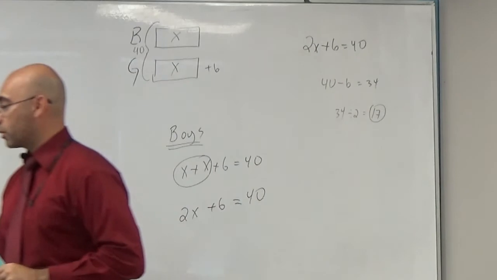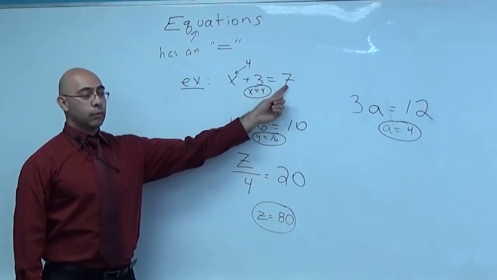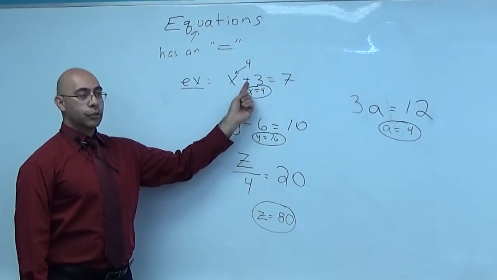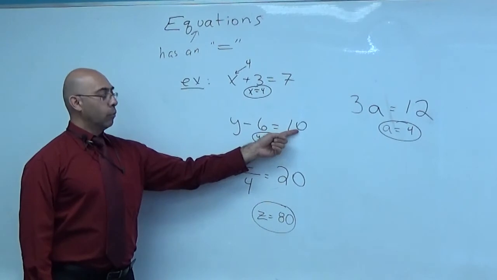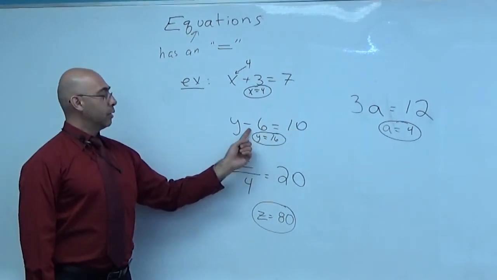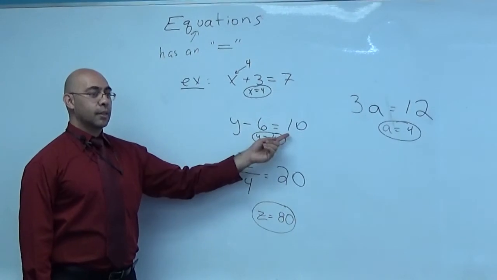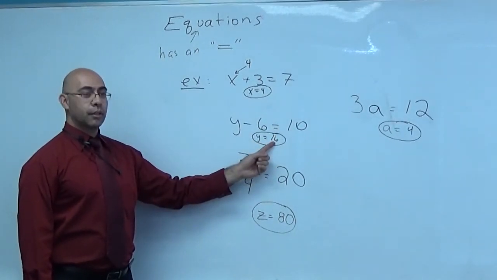Take a look at these problems. What's the total? What does that say to do? So what's the opposite? Subtract. What's 7 minus 3? 4. Oh, isn't that what we had here? Yeah. What's my total? 10. What does that say to do? Subtract. So we just do the opposite. What's the opposite of subtracting 6? What's 10 plus 6? 16. Oh, isn't that what that is right there?